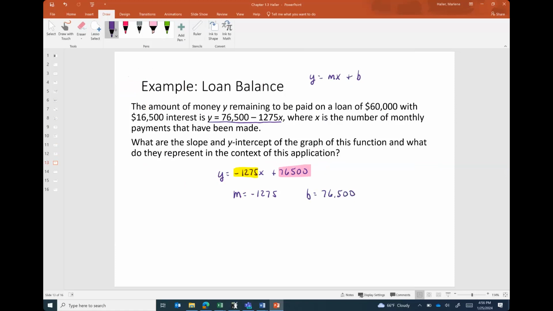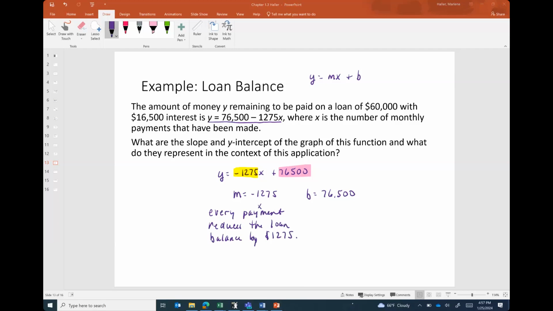All right, but what does it mean in context of the application here? Well, the slope is the rate of change in this function, and it's negative. So what we could say is that every time we make a payment, every payment reduces the loan amount, or the loan balance, I should say, by $1,275. So every time we increase X, the payment number, by 1, we reduce Y by $1,275.